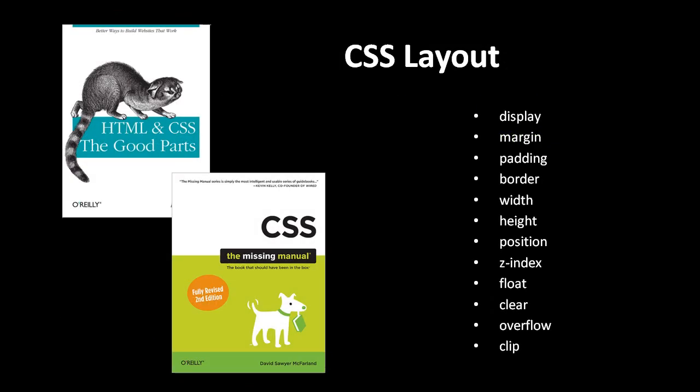So these few properties we've discussed: display, margin, padding, border, width, height, and a few others we haven't discussed: position, z-index, float, clear, overflow, clip. These are the primary properties we use to lay out our pages, to arrange all the elements into proper sizes and proper positions. I'm not going to go over here position, z-index, float, clear, overflow, clip, and I'm not going to go into some of the more subtleties of the ones we've already covered either.